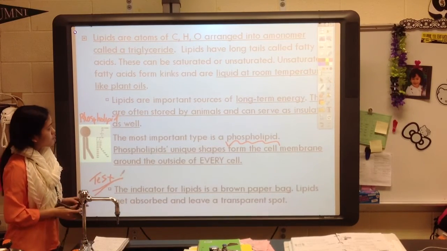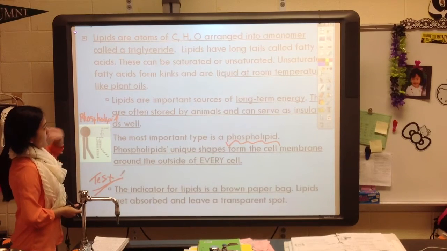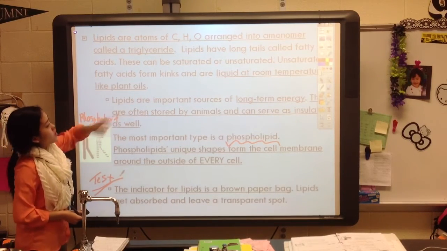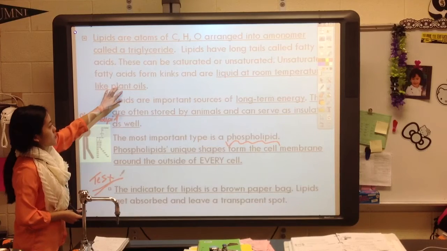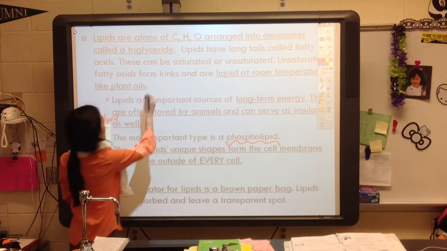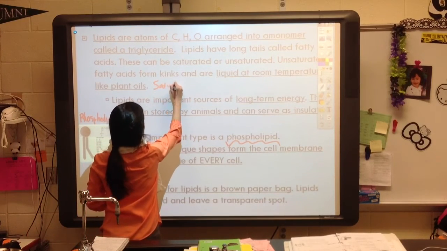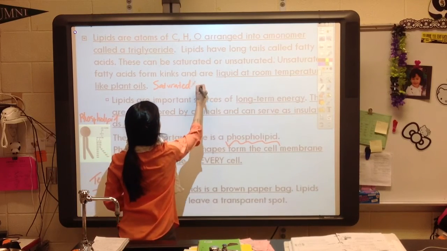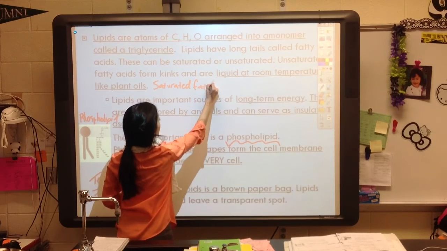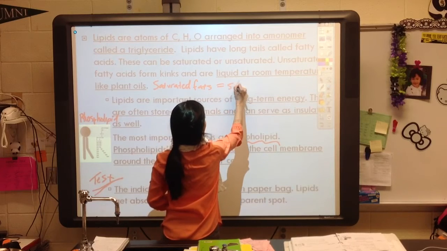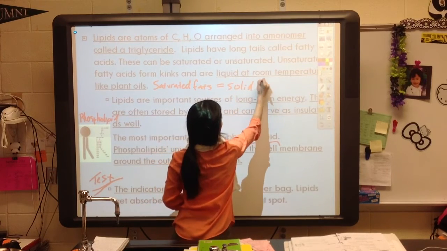The other thing you want to think about here is that the unsaturated fats are going to be liquid at room temperature, but our saturated fats or lipids are going to be solid at room temperature.